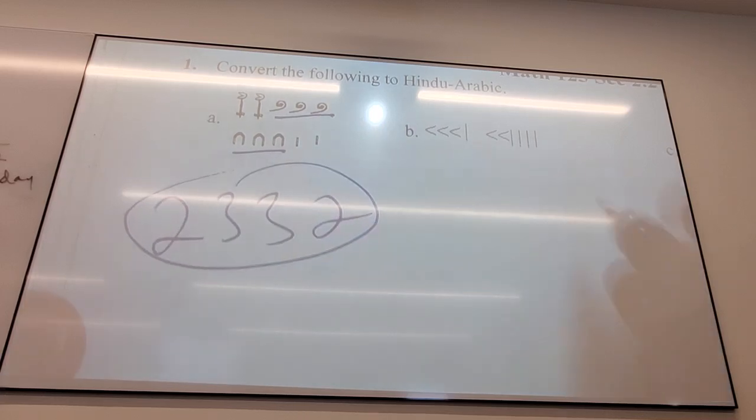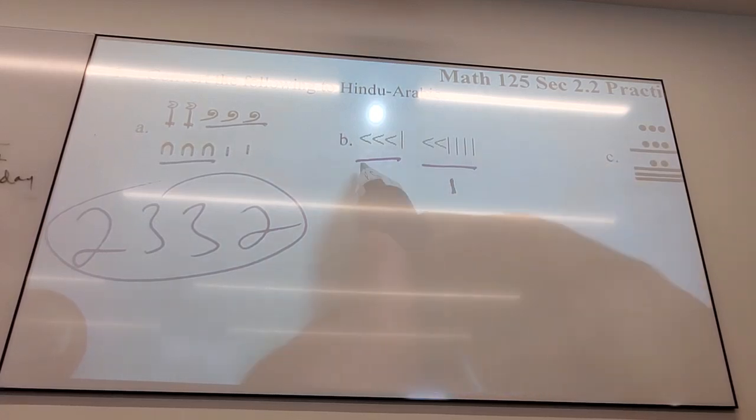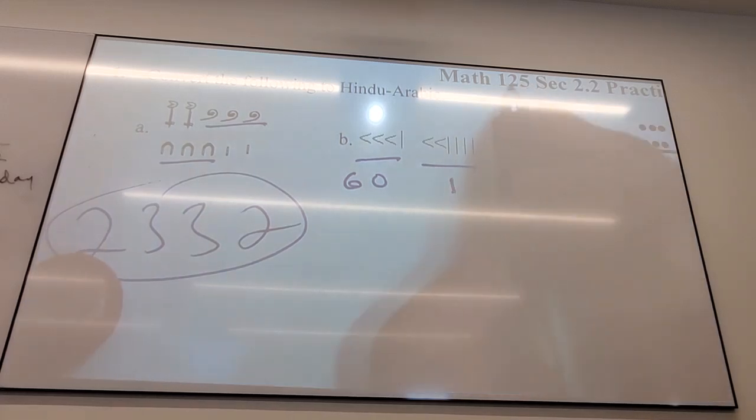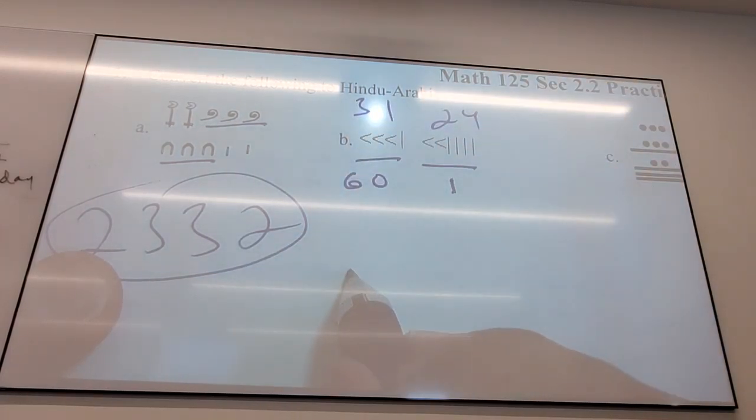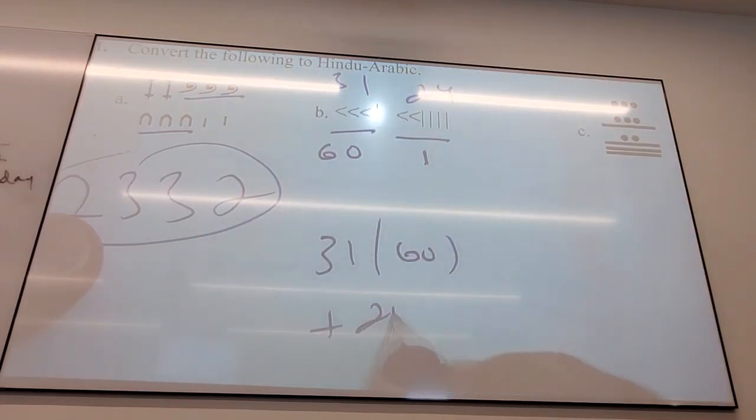Okay. What about this one? I'm not going to tell you, but you can tell what system this is. Babylonian numeration system. This is going to be the ones place, and then the 60s. How many are in the ones place? 24. How many are in the 60s place? 31. So I have 31 60s plus 24 ones.